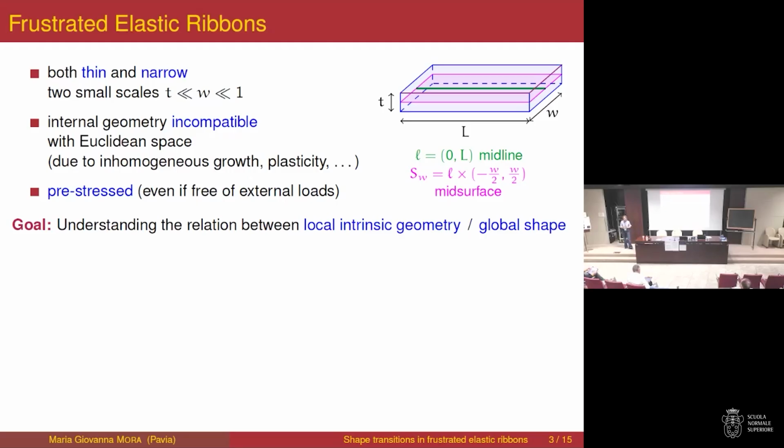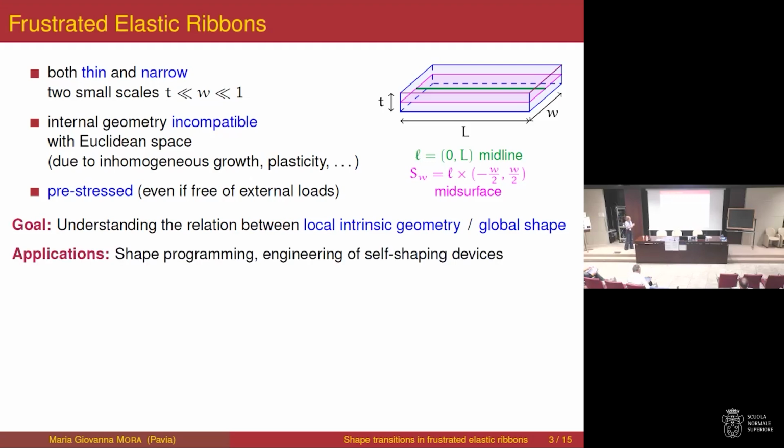The main question is to understand how this local intrinsic geometry affects the global shape that these structures achieve in space. We already heard in Antonio's talk yesterday some applications of this phenomenon. This is very interesting from the point of view of applications, for instance in the context of shape programming, because if you understand how the local geometry affects the global shape, then in principle you can design self-shaping devices, devices that can attain a desired shape autonomously.